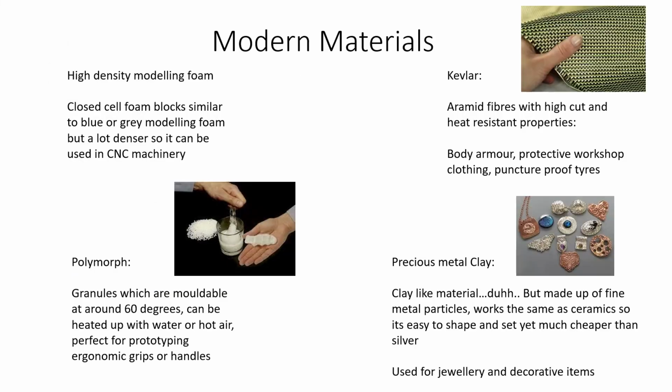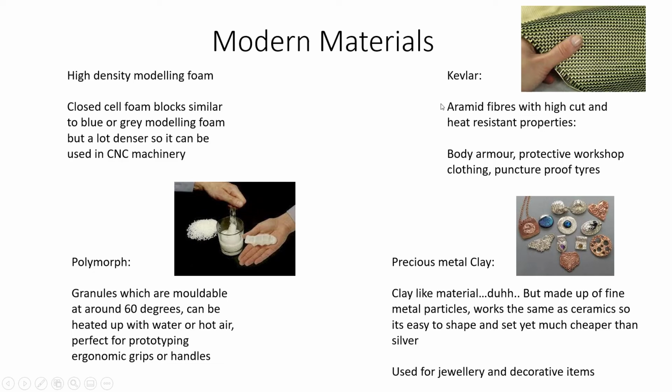And then we've got modern materials. So you've got high density modeling foam. Much like the modeling foam that you used in the first year, which typically was the blue foam that's now grey, you can get denser material that is very, very dense that you can CNC route. Kevlar, which interestingly is a brand name, like sellotape is a brand name, or Hoover.